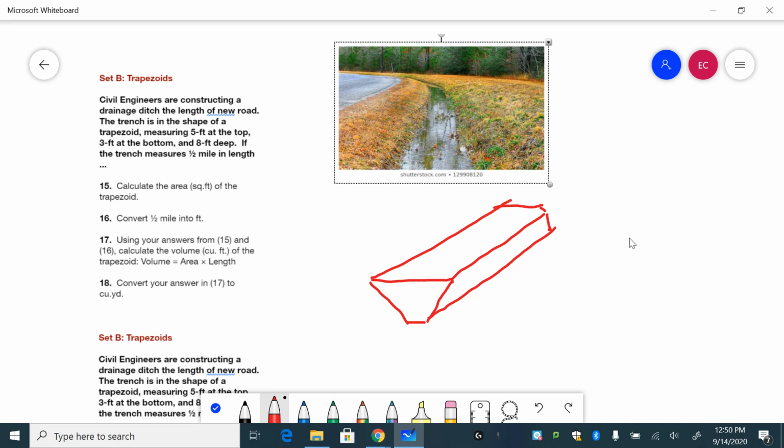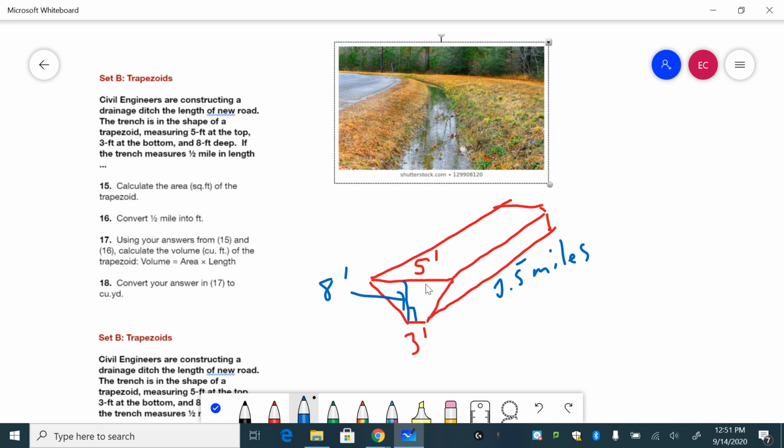Okay, so let's look at this. We've got 5 feet measuring the top, 3 feet measuring the bottom, so down here, and then 8 feet high, so that's straight up and down at a 90-degree angle. So that's 8 feet. Okay, and the trench measures half a mile in length. So that would be this part right here, 0.5 miles. So that would be like all along here, half a mile.